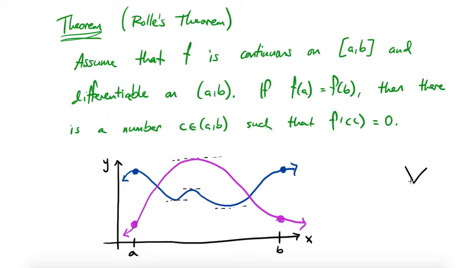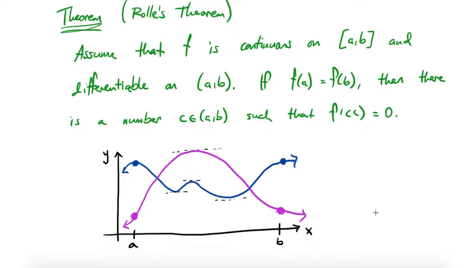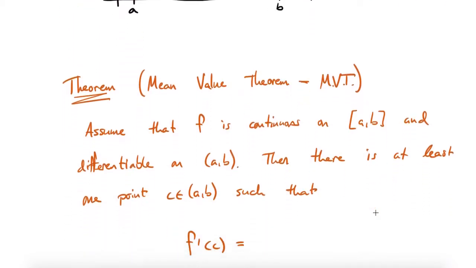And because it's differentiable, I know I don't have a sharp point. Remember, sharp points like that are not differentiable, but I'm disallowing that. So not only am I going to create the bottom of a valley if I start by going down, but when I come back up, I'm going to do it by remaining differentiable. And when I do, I'll create a place that has a horizontal tangent line, or in other words, where the derivative is 0. So Rolle's theorem is a special case of the mean value theorem. Okay, so let's check out the mean value theorem.